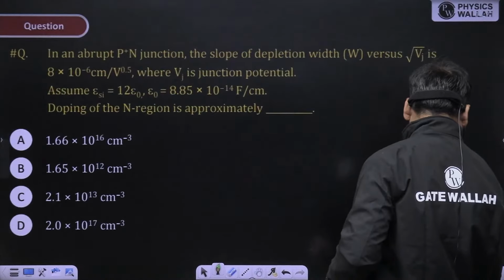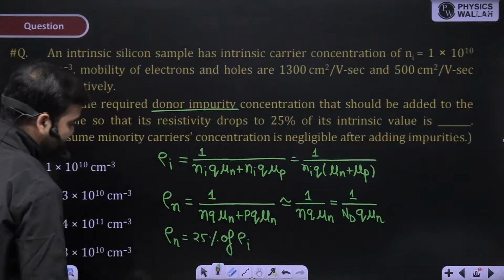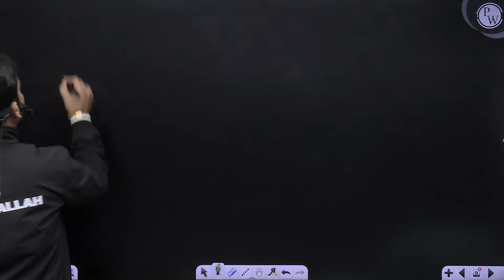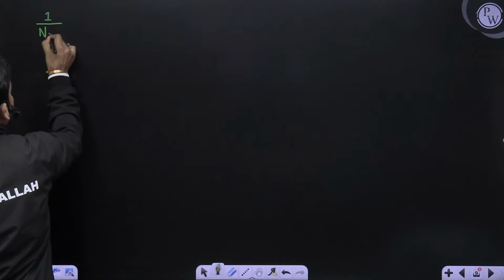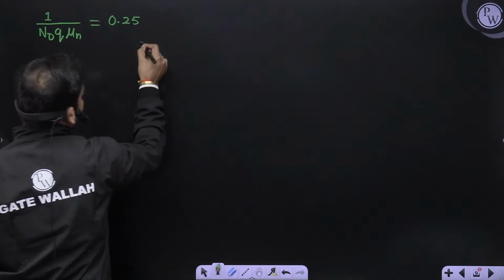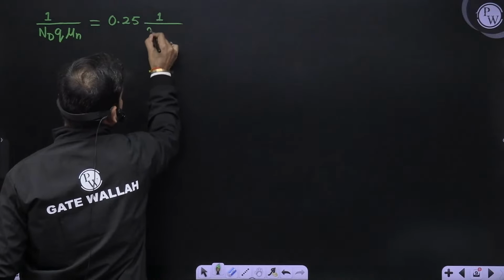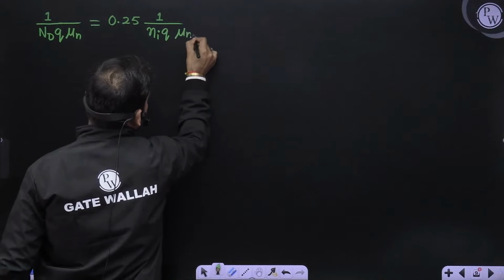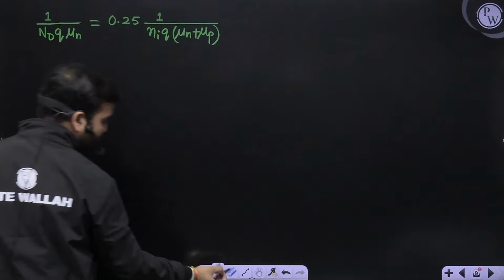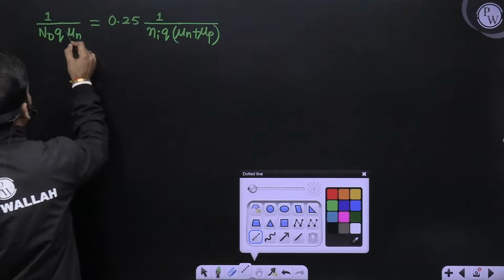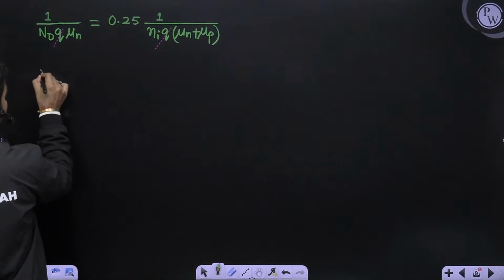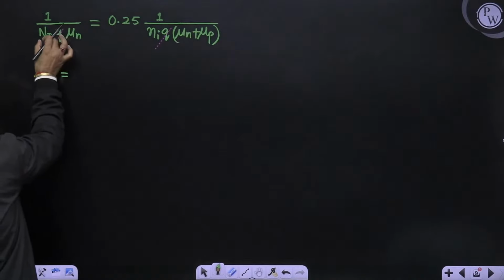Okay, so now let's move to the next page. What we will do is just equate these two terms with 25% of rho I. So 1 upon NdQμN is equal to 25%, meaning 0.25 times the intrinsic resistivity. Intrinsic resistivity means 1 upon Ni Q (μN plus μP). Simple. From here we have to find out the value of Nd. Now Q will cancel out, both sides having Q. So now from here Nd is equal to how much? Nd will be equal to how much? This Nd I am taking to the right side.